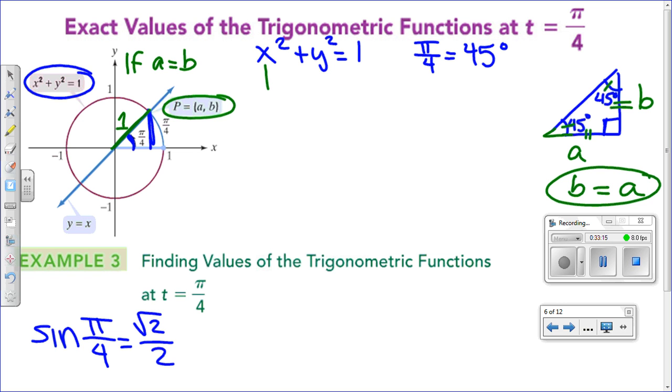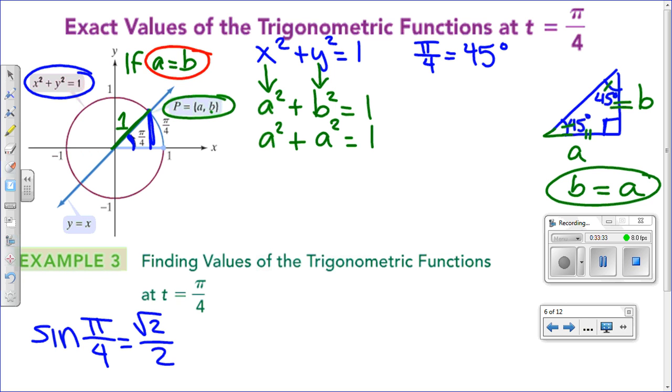So let's say that I want to replace the x coordinate with A, and I want to replace the y coordinate with B. But then I'm going to use my statement from here that A equals B, so I'm going to replace B with A. Very good. Now, how many A squares do we have? Two of those. 2a squared. And that equals 1.